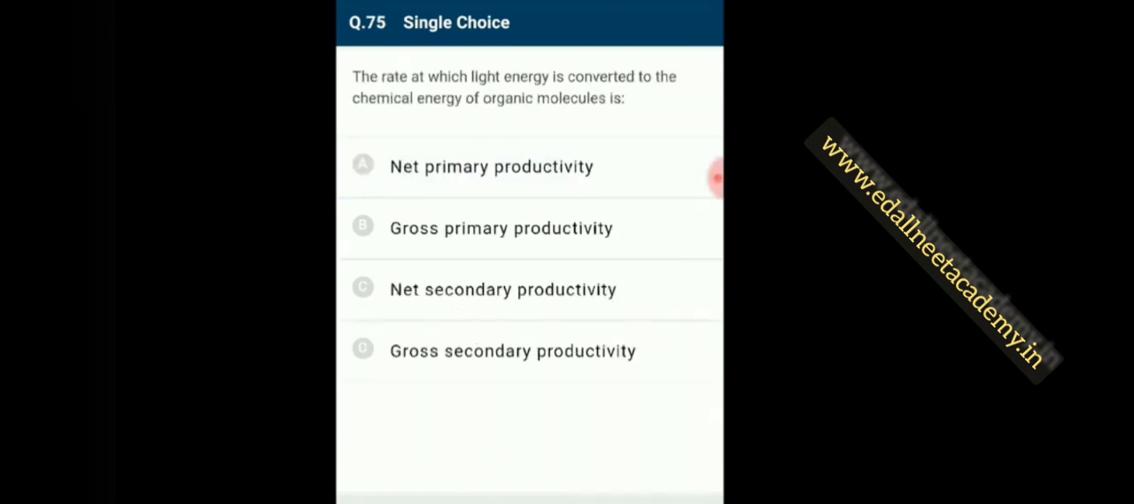Question number 75. The rate at which light energy is converted to chemical energy of organic molecules is? The rate at which organic molecules are formed in a green plant is called gross productivity. Gross primary productivity of an ecosystem is the rate of production of organic matter during photosynthesis. A considerable amount of GPP is utilized by plants during respiration. So the answer is option B, gross primary productivity.